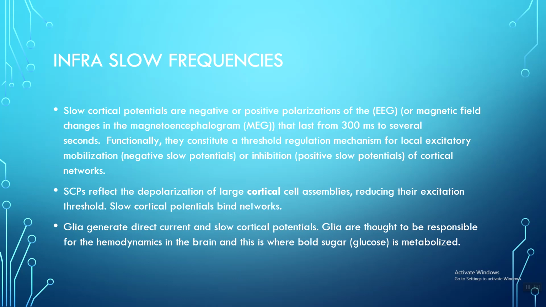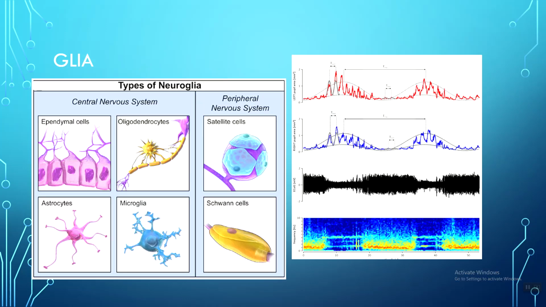What glia do is they are responsible for the blood dynamics, the hemodynamics in the brain, and this is where we see blood sugar or glucose metabolized, okay? And so the glia is thought of as a scaffolding of the brain. So we're not even at neurons yet, we're at all the stuff between the neurons, and there's 6 different types of glia, 6 different types of glue. There's microglia and there's macroglia. Microglia are thought to be scavengers in the brain.